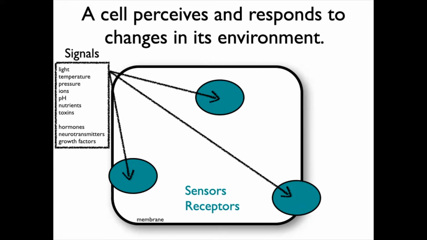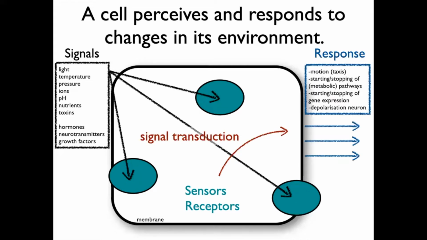And these signals are detected by proteins called sensors or receptors. These can be either membrane bound or just in the cytosol of the cell. And then there's a process of signal transduction. This is a biochemical pathway, a series of chemical reactions that ultimately lead to a response of a cell. And this response can be many things. The cell can start to move or stop moving, can start or stop various other biochemical pathways, can start or stop gene expression, or start to depolarize a neuron.